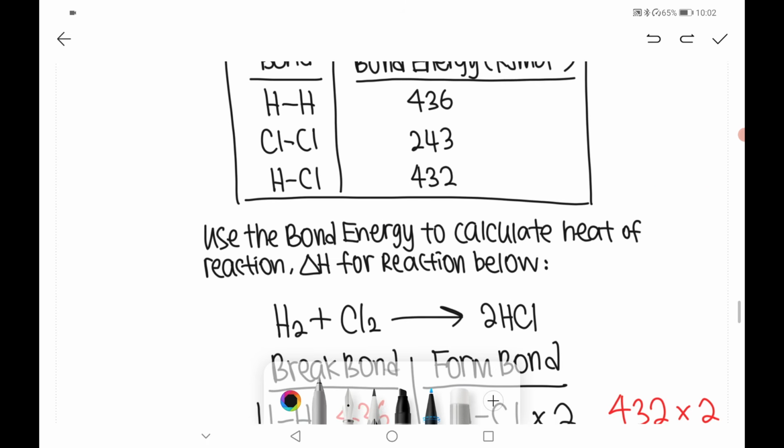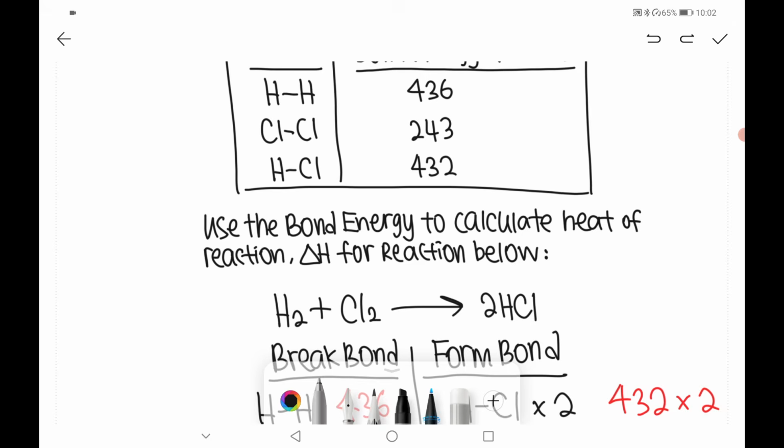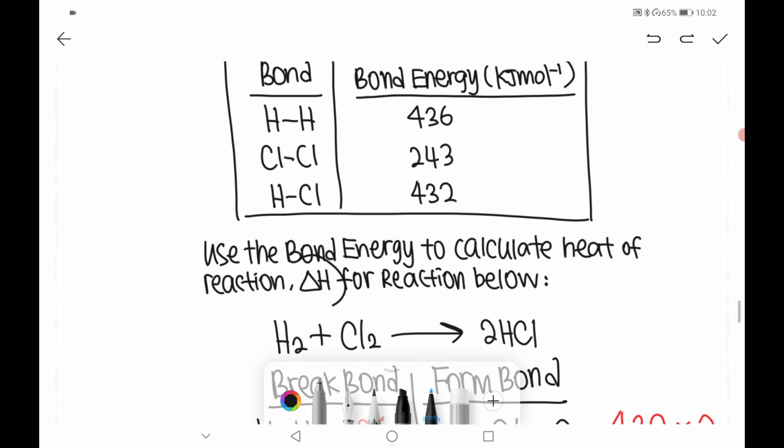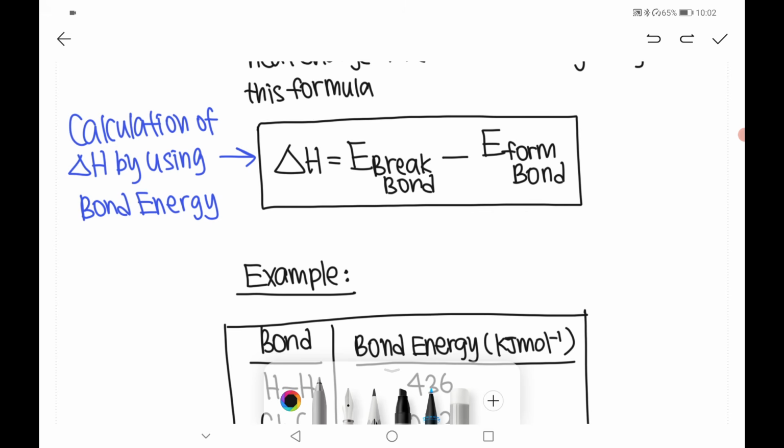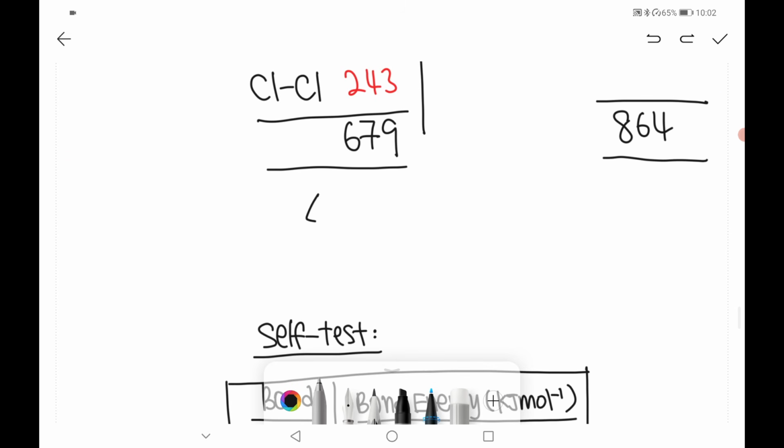So now you want to find delta H. If you want to find delta H, you need to use this formula. Delta H is equal to the energy to break the bond minus the energy to form the bond. That's what you do.